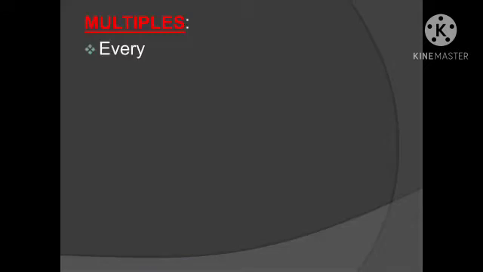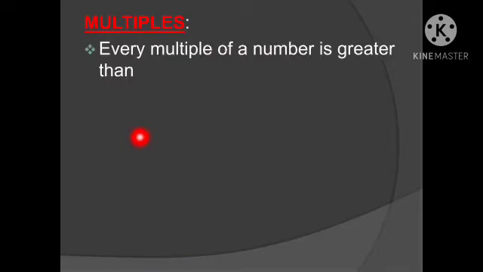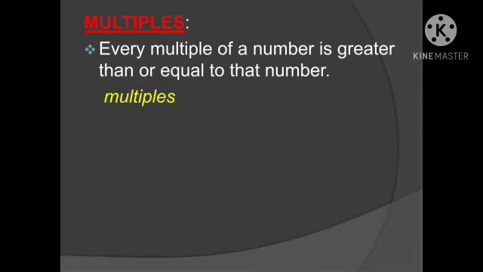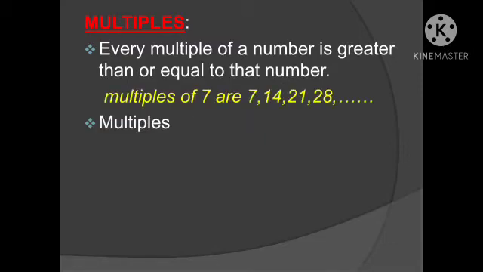And the next one is multiples. Every multiple of a number is greater than or equal to that number. Look at this. We say that the numbers 7, 14, 21, 28 and it goes on are multiples of 7. From this we observe that every multiple of a number is greater than or equal to that number. See, they are greater than 7. Multiples of a number are endless.